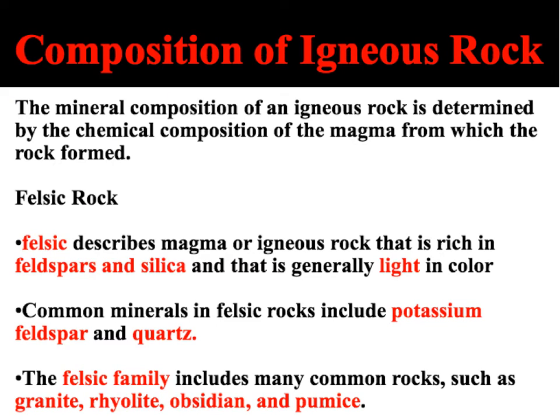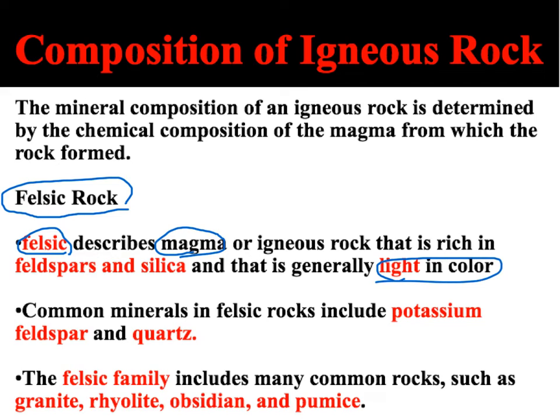There is also another way to classify igneous rocks besides intrusive, extrusive, porphyritic, vesicular, glassy. We can also look at the colors of the rocks, and this is all coming from the type of magma that the rock is. So we got felsic rock. Shockingly, felsic rock comes from felsic magma, which means it's light in color. It contains potassium feldspar and quartz, which are light-colored minerals.